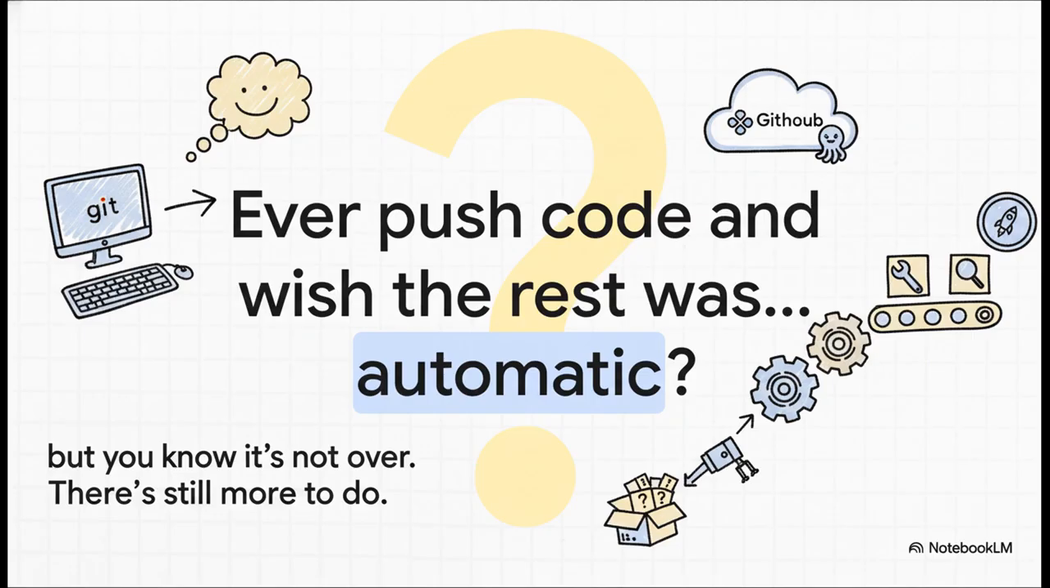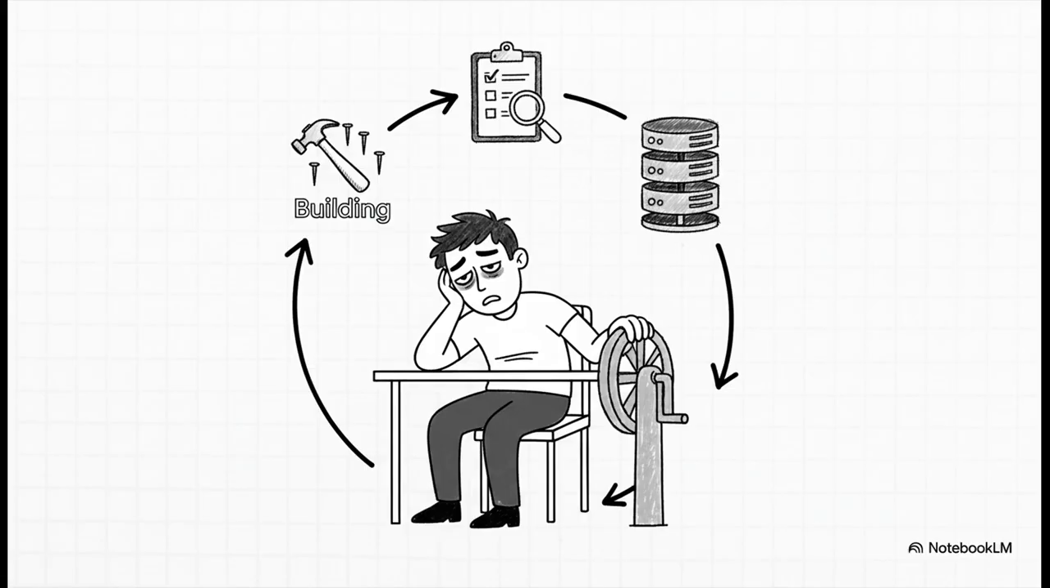You know the feeling, right? You've just wrapped up a fantastic new feature, you type git push, and you get that little moment of satisfaction. But you also know you're not done, not even close. Because now comes the manual stuff. You got to build the code, run all the tests, unit tests, integration tests, and then you have to manually deploy it all to a server.